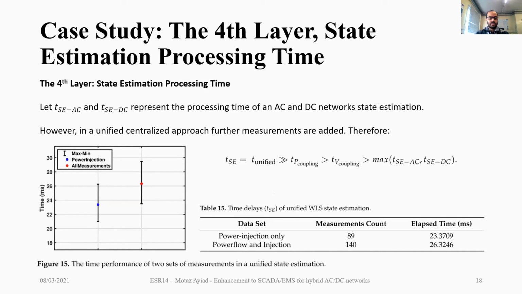Finally, in the fourth layer, we have the state estimation processing time delay. If we have the time delay for the AC side state estimation and another one for the DC side state estimation, then our assumption is that in a unified centralized approach, the total time delay will be larger than the maximum of both. We have used different measurement sets. The maximum one is the 140 measurements, and the time delay in that case was 26.32 milliseconds.